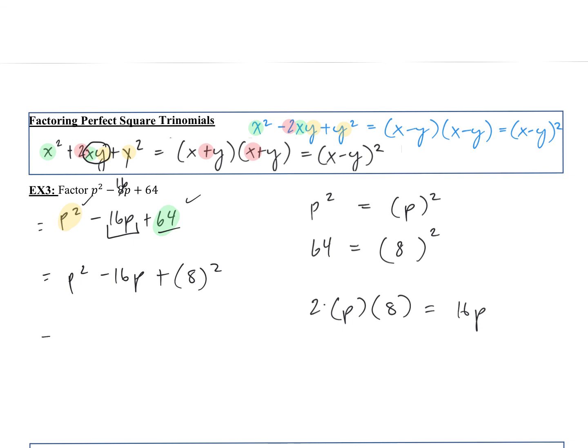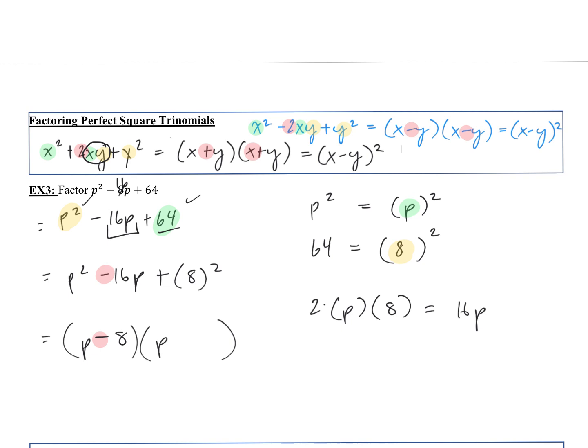Alright, so that means we can rewrite this as the first term, which we found out was p, and then the second term, which we found out was 8. Oh, and careful, we're working with the negative version, so it means we have two negatives. So it's going to be p minus the second term, which is 8, and then p minus the second term as well. They are going to be identical.